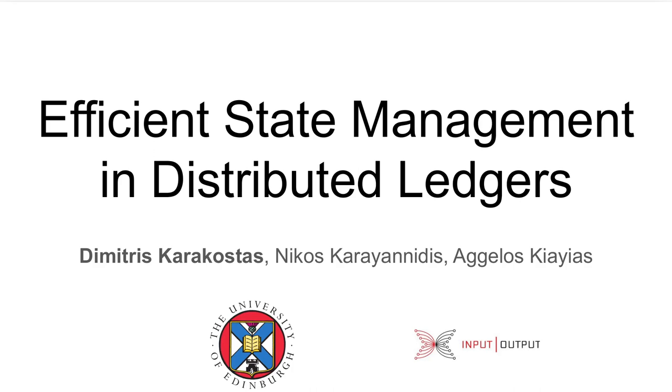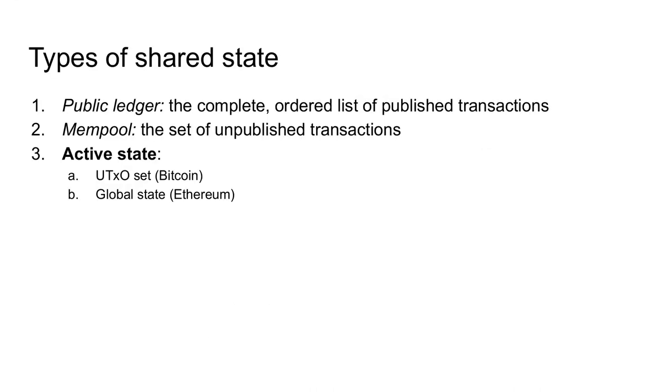So in our paper, we look into, as the title suggests, efficient state management in distributed ledgers. And first of all, let's start with state. So in distributed ledgers, or rather blockchain-based ledgers that we look into, we have three types of shared state.